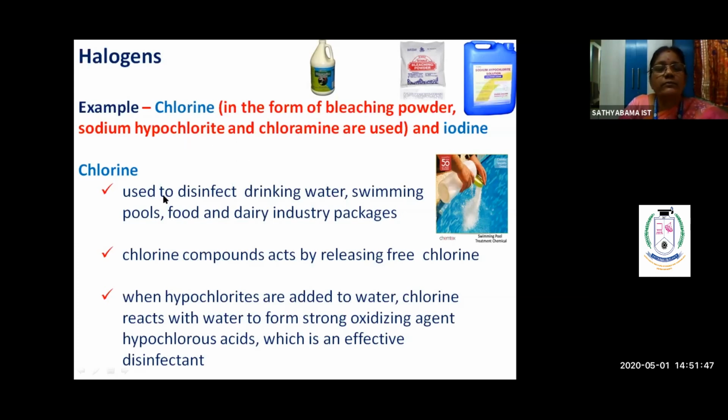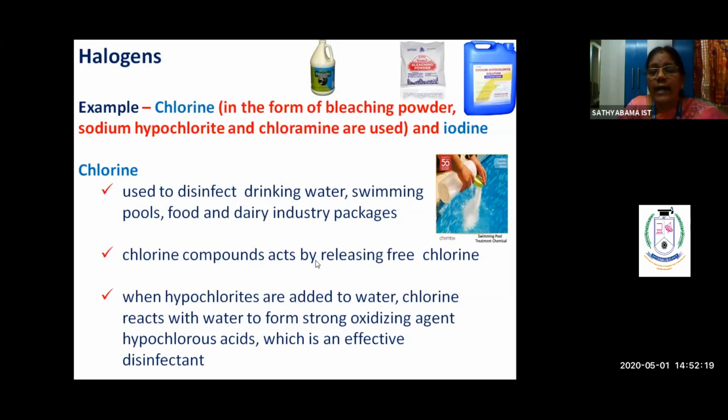So mainly chlorine, we all know it is used to disinfect drinking water. Sometimes when it is used heavily, you will feel the smell of chlorine in the water. It is also used in swimming pools and also used to disinfect food and dairy packaging items. Like suppose they are packaging this food and dairy items in particular boxes, aluminum or any other metal containers, those are sterilized by using chlorine.